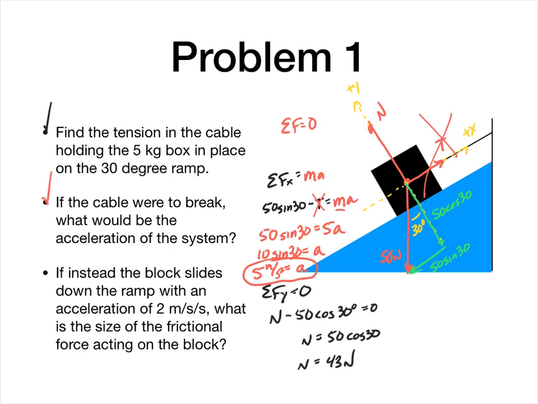Check it off. If instead the block slides down the ramp with an acceleration of 2 meters per second squared, what is the size of the frictional force on the block? Well, get rid of all that, because now there is an acceleration. It equals ma, where that a is 2.